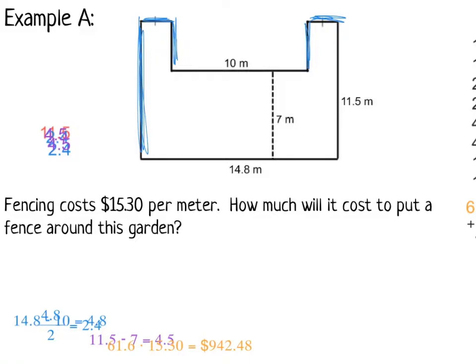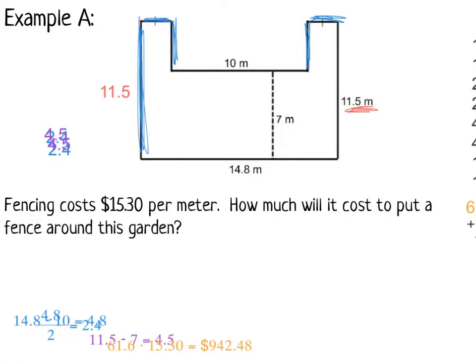Some of them are real easy. For example, I've got 11.5 over here, and that's on one side. If this is equal, which it appears it is, then I know that 11.5 is going to be the same on the other side. So that's easy enough.